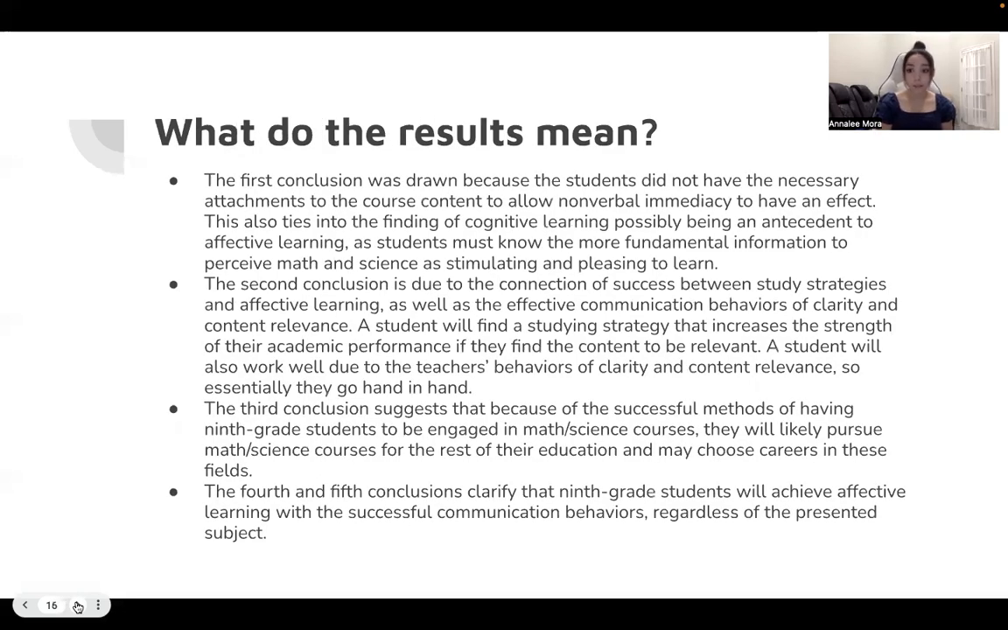So what do the results mean? The first conclusion was drawn because the students did not have the necessary attachments to the course content to allow nonverbal immediacy to have an effect. This also ties into the finding of cognitive learning possibly being an antecedent to effective learning, as students must know the more fundamental information to perceive math and science as stimulating and pleasing to learn.